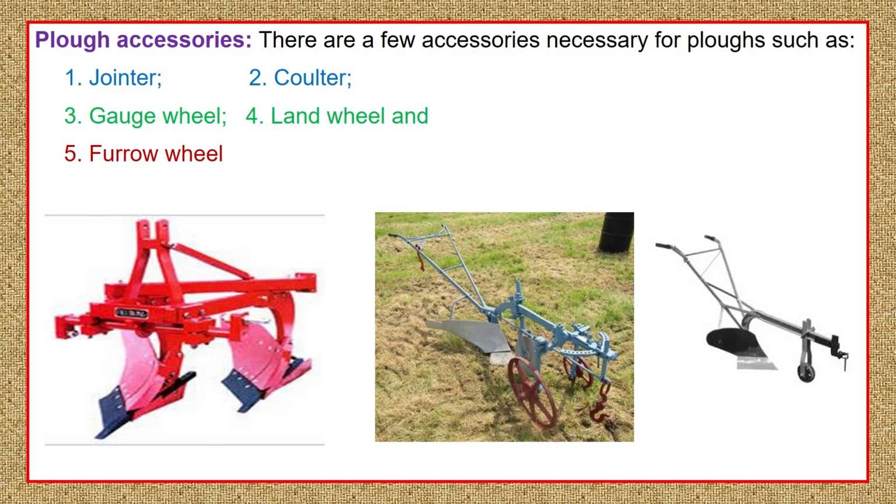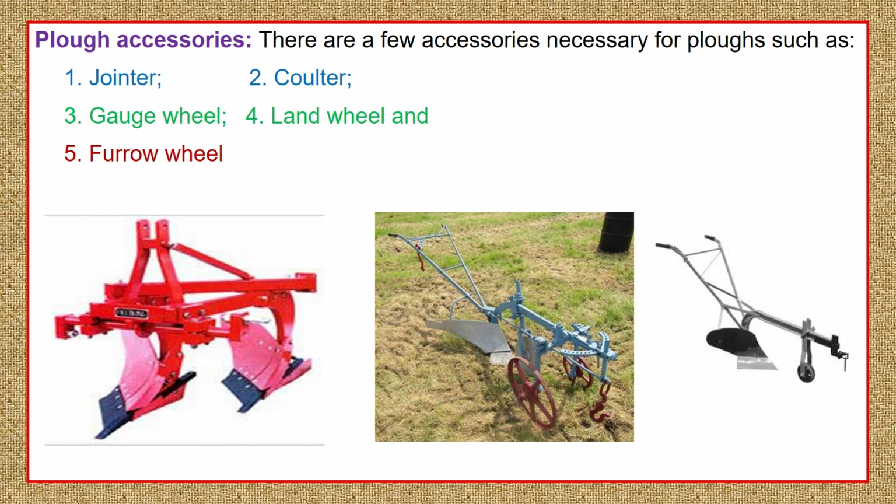The other three accessories are the gauge wheel, land wheel and furrow wheel. As their name itself says, they are wheels. Some of the wheels are used to carry the weight of the implement. Some of the wheels are used to maintain the depth of ploughing. So the gauge wheel is the wheel which gauges the depth of ploughing. At what depth the ploughing must be done will be gauged by a type of wheel. That wheel is called the gauge wheel.